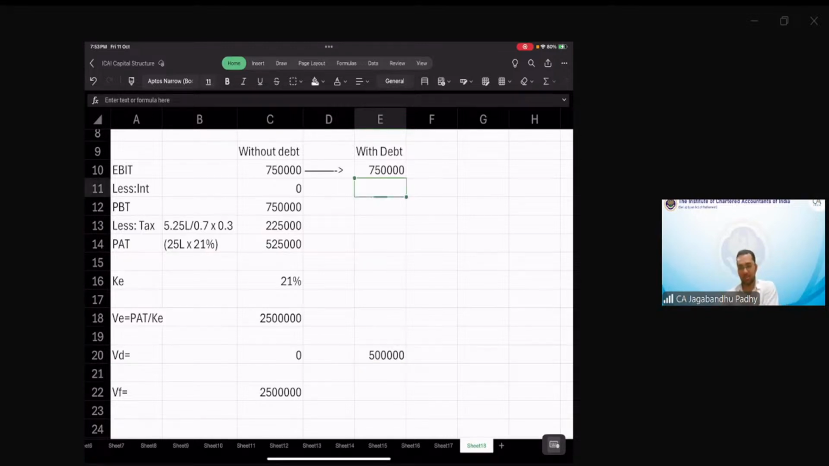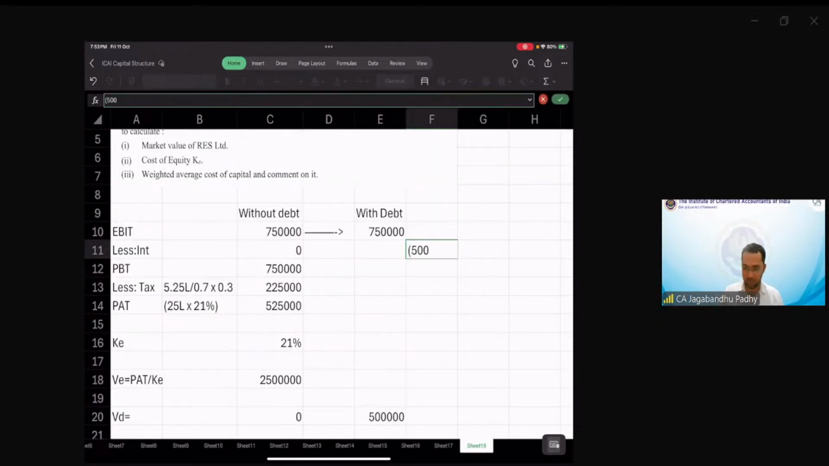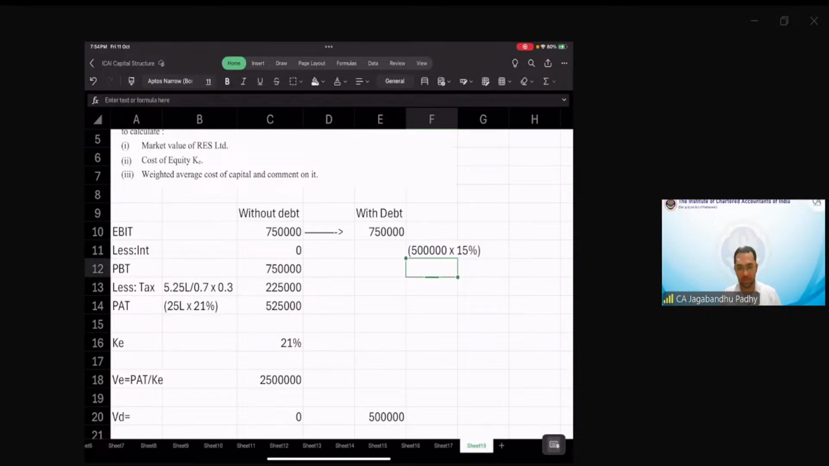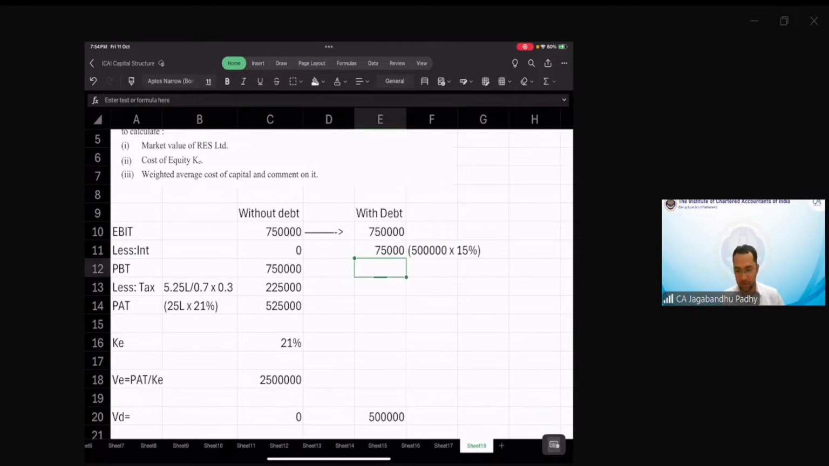what is the interest that we are going to have? Can I say it's going to be 5 lakh multiplied by 15% because the rate of debt is 15%. So what will be the amount of interest that we need to pay once you become a company with debt? Can I say 5 lakh multiplied by 15%, which is 75,000.